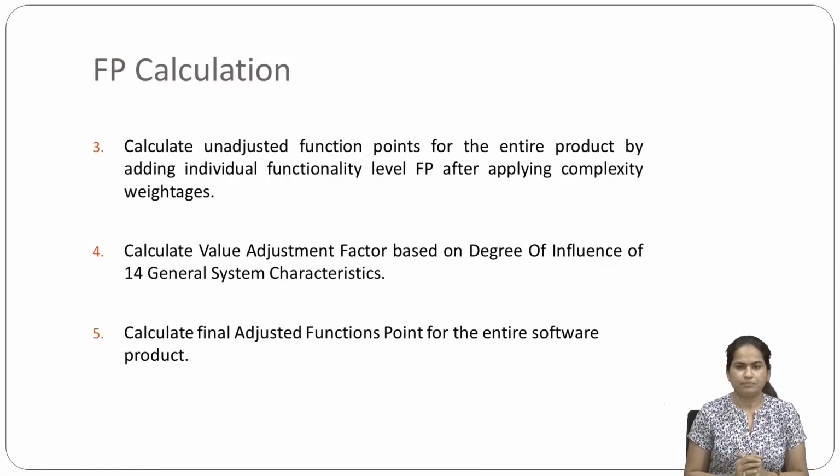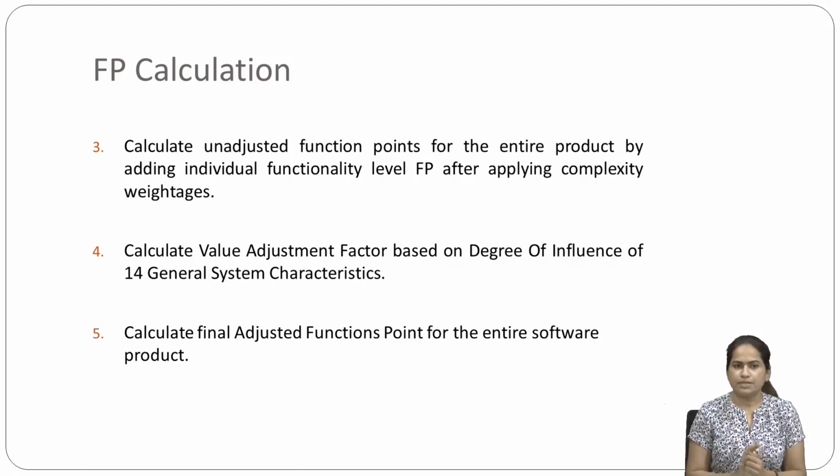Third step we have, calculate unadjusted function points for the entire product by adding individual functionality level FP after applying complexity weightages. How to calculate it will be covered in detail in next discussion, but this is the overview of the steps. So in third step we are actually calculating the unadjusted function point.